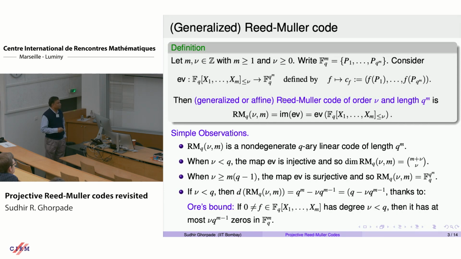This is a non-degenerate linear code. It means it doesn't happen that some coordinate is always zero. For example, you can just look at the constant function 1. The length is already q to the power m.